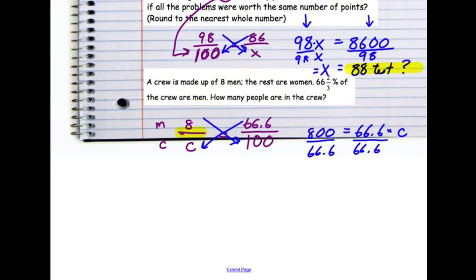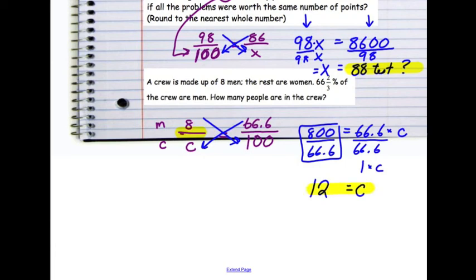Remember, if I divide 2 by 2, it equals 1. If I divide 66.6 by 66.6, it still equals 1. So I get 1 times C, and the number 1 is the identity, so 1 times C is just equal to C. So what I really need to do is 800 divided by 66.6, which is approximately 12 people on the crew total.